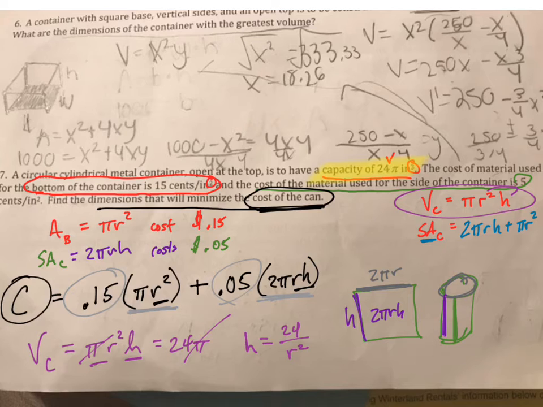Got it? So we're going to take that and plug it back in everywhere we see h, which is just one place. And then we're going to use that equation, simplify it as much as we can, and that's the equation we're going to take the derivative of.